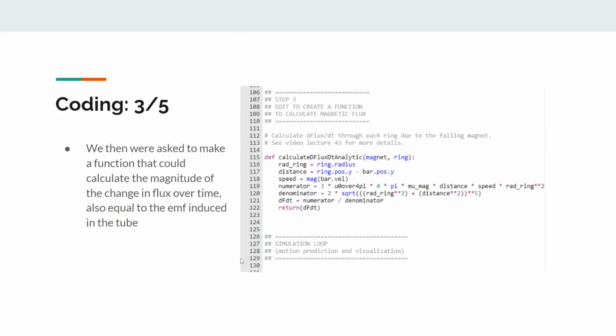Then we made a function that could calculate the magnitude of the change in flux over time, which is also equal to the EMF induced in the tube. Finally, we used previous functions to make a loop that would iterate over the ring in the tube and calculate its force on the magnet and add it to the total force on the magnet. We used this data along with Newton's third law and some kinematic equations to keep track of the velocity and also the position of the bar magnet.